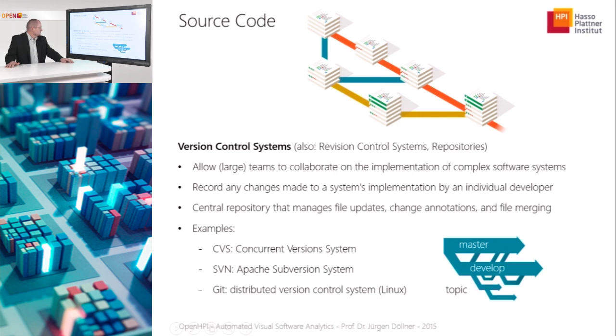A central repository manages file updates, records annotations for any changes, and offers services to merge different branches of a system or subsystem contained in the repository. Examples, and most of you will use one of them or even more, include the Concurrent Versions System CVS, the Apache Subversion system, which in a way is a successor of CVS, or Git, a distributed version control system.